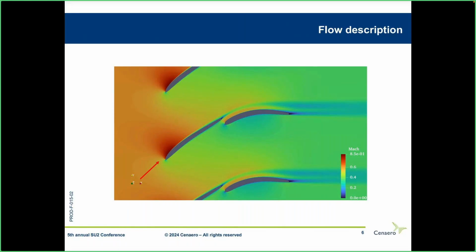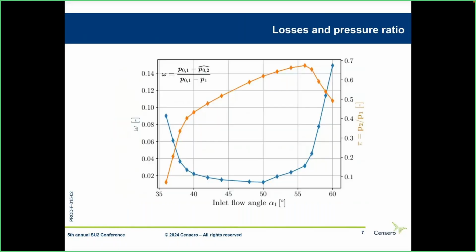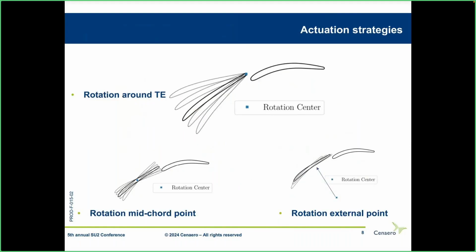For this domain, we realize that for different inlet angles of attack, we find a minimum of losses at the operating point that we want for this cascade, which is at 50 degrees. But if we move away from this operating point, we observe losses. However, due to the nature of this configuration, we win 1 degree of freedom.